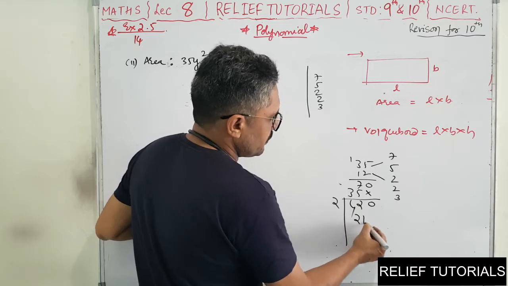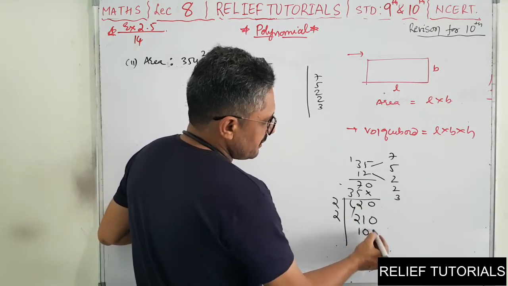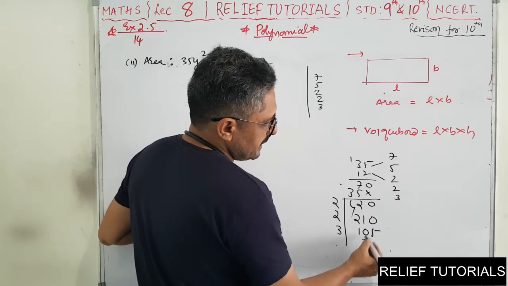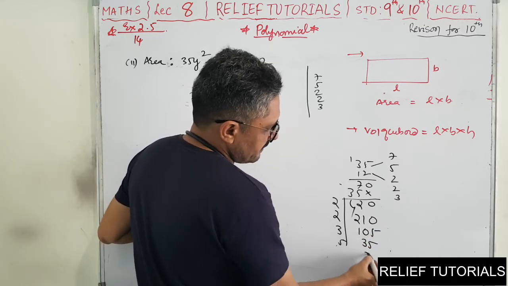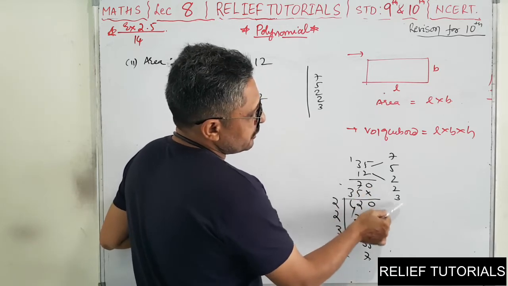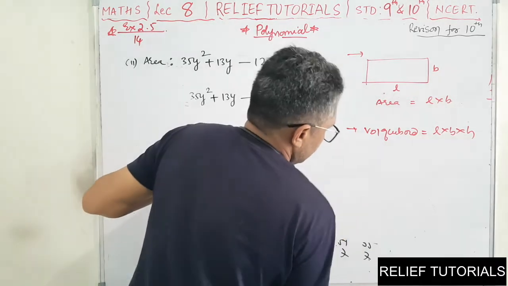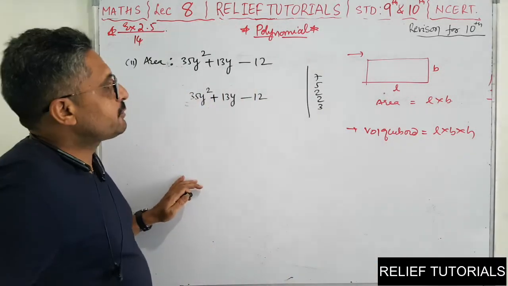So 2 times, 210. Again 2 times, 105. Then 3 times, 35. Then 5 times, 7. Factors are 2, 2, 3, 5, 7. Got it? All this next you have to learn.